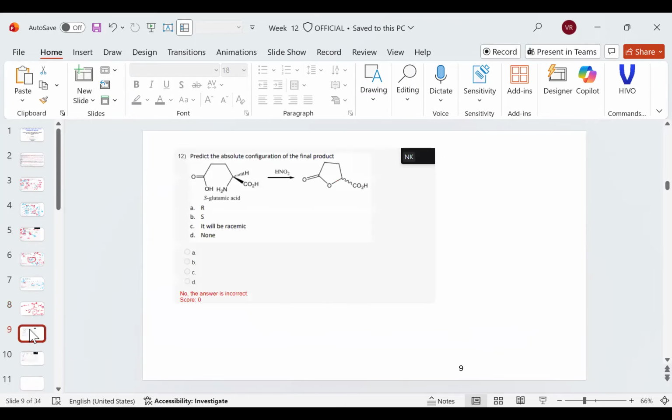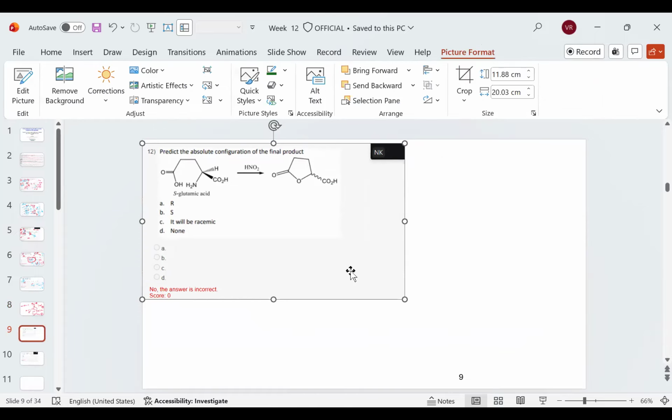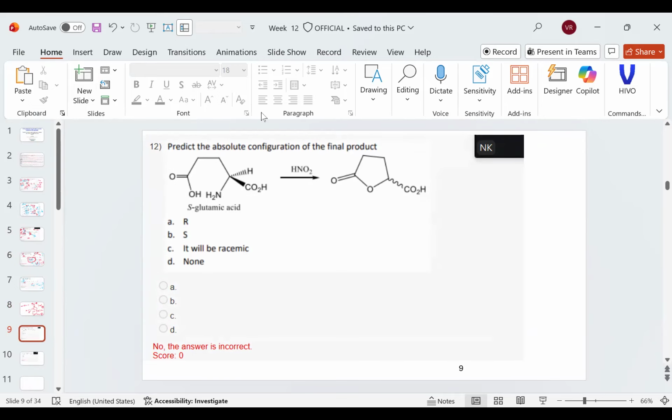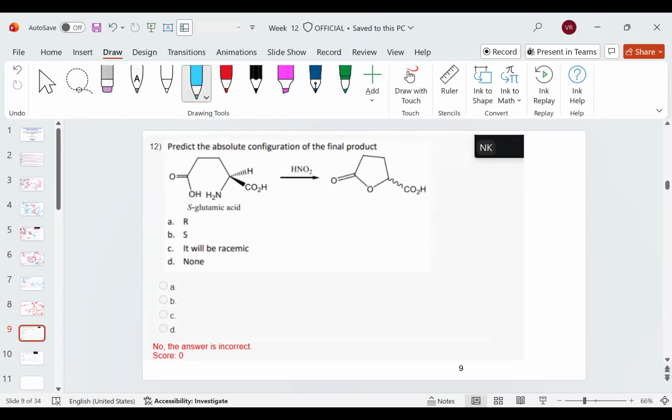Okay, let's move to the next question. We have another question, which is: predict the absolute configuration of the final product. This is S-glutamic acid, and we treat it with HNO2. Let me know what the role of HNO2 is with this type of system. We have an acid functional group, another acid functional group, and an NH2 functional group. On which reaction center does this HNO2 react?